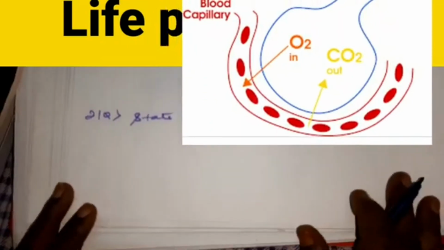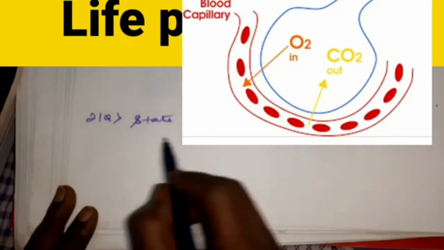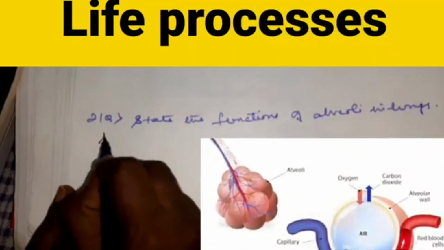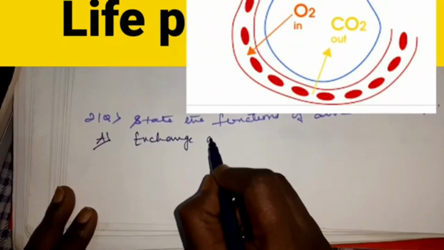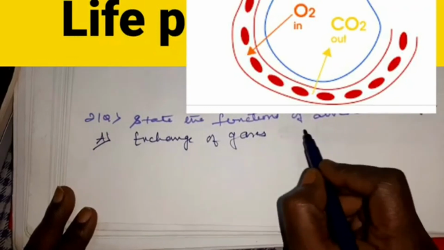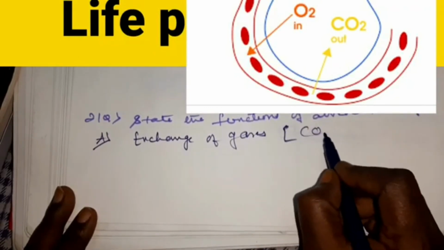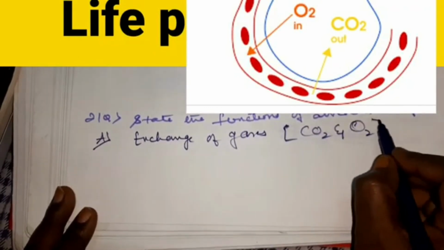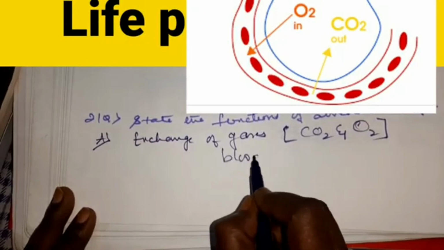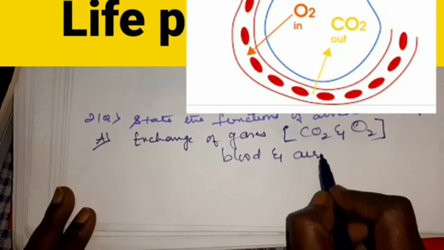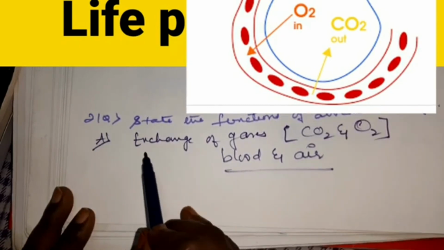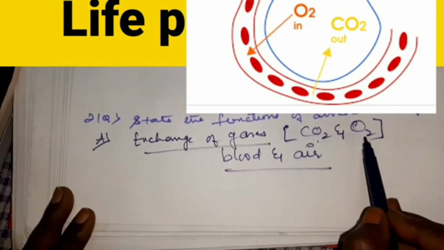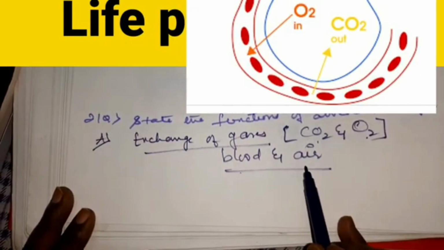The last question is, children, state the function of alveoli of lungs. It is the exchange of gases, children. That is carbon dioxide and oxygen between blood and lungs, that is, between blood and air.